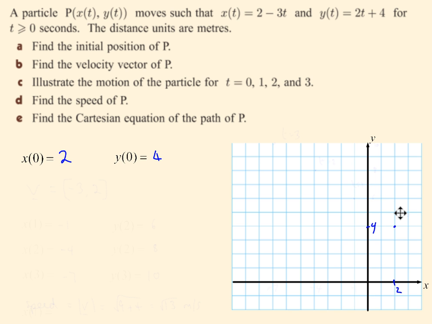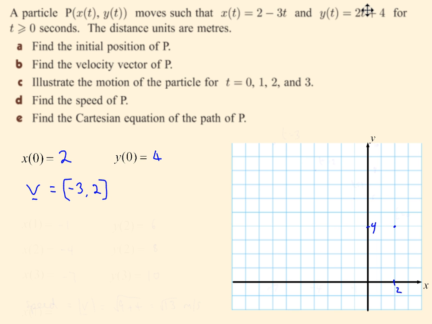The velocity vector is from the multiplier of t. In each case it's going to be negative 3 and 2. If you differentiate x, you'll get negative 3, and differentiate the y, you'll get the 2. So negative 3, 2 is our velocity vector.